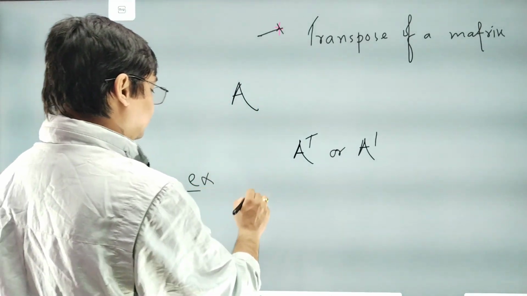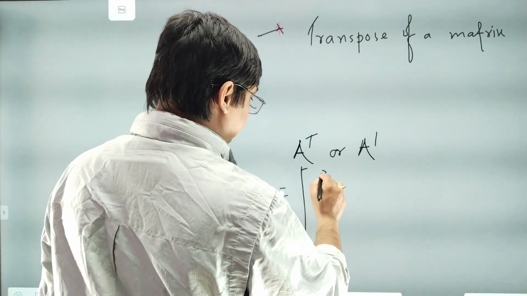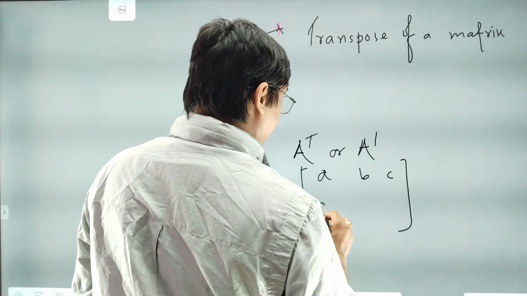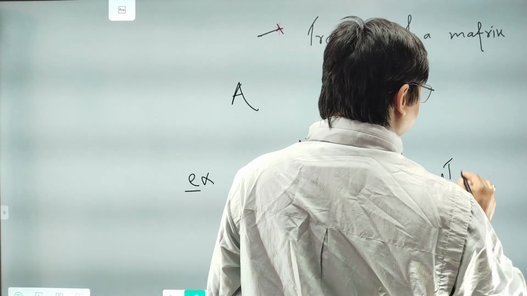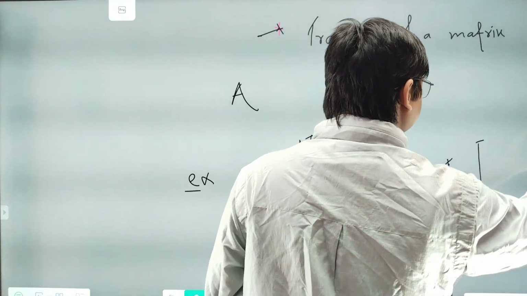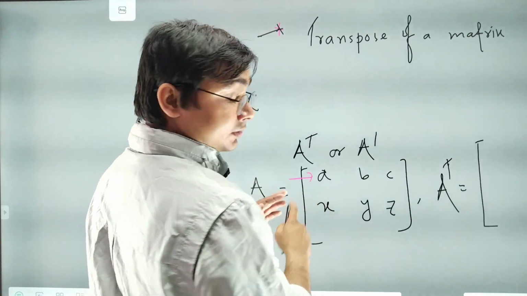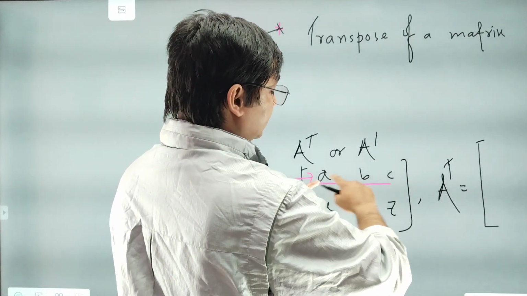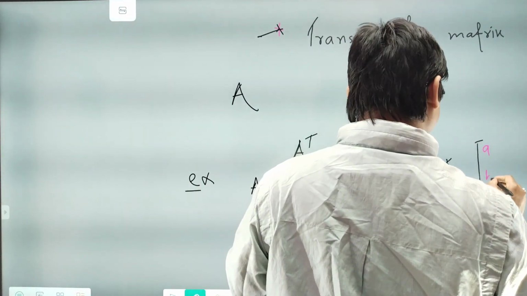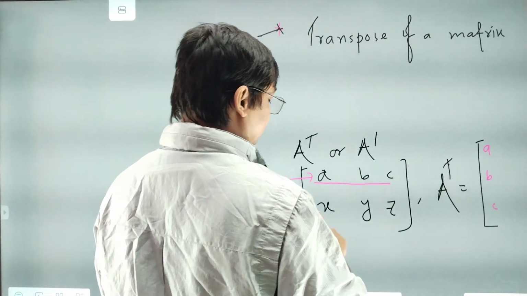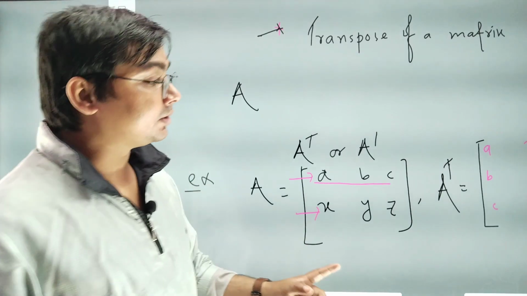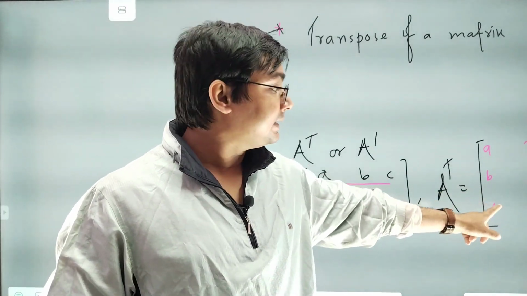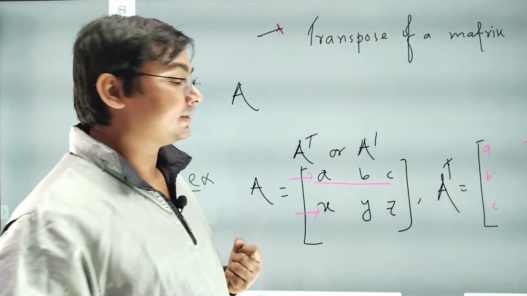So for example, if we consider a matrix like this: A, B, C, X, Y, Z, then the transpose of this matrix we write as A to the power T, and this will be this one. Just interchange this row as a column, so that means A, B, C. You interchange the rows and columns, so here also X, Y, Z. If we interchange these rows and columns, you will get a matrix, and this is called the transpose of this matrix. Hope this is clear.